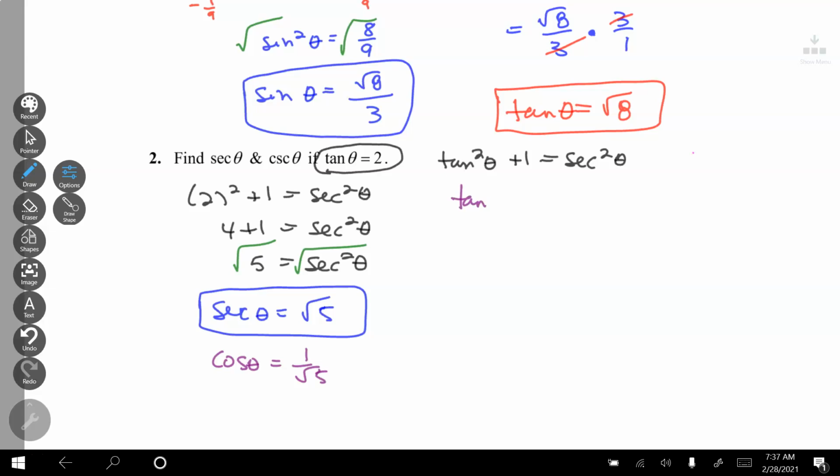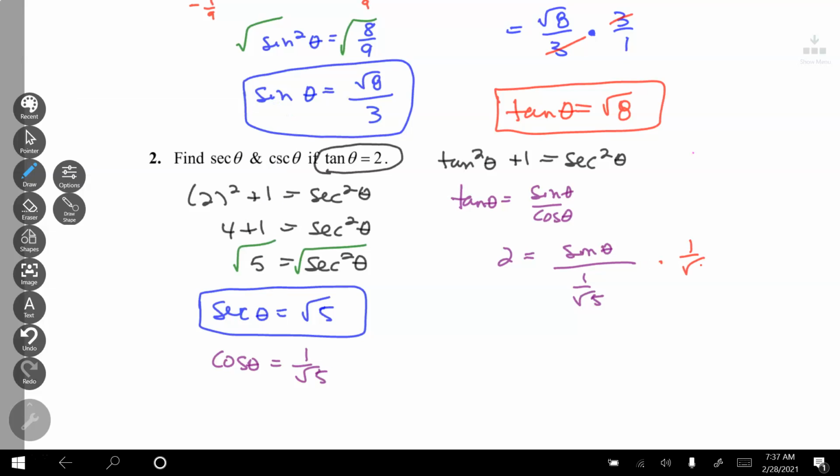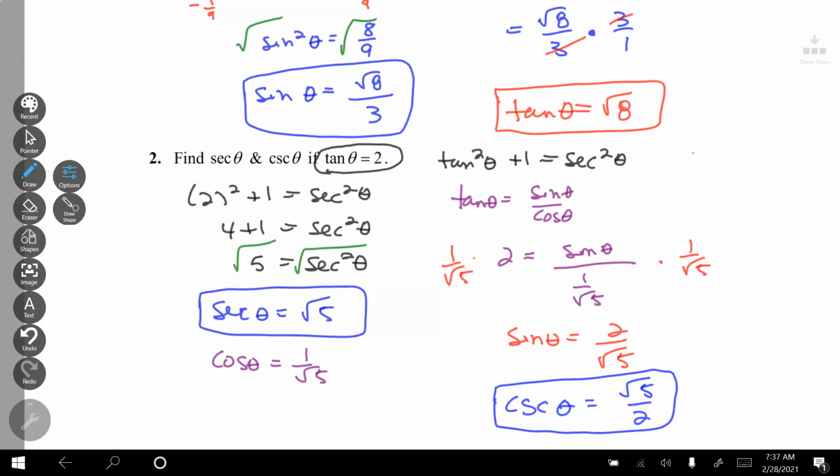So I know tangent of theta is sine of theta over cosine of theta. And based on what I know, I have 2 is equal to sine of theta over cosine is 1 over radical 5. I get rid of that by multiplying by 1 over radical 5 to both sides. And I get sine of theta is equal to 2 over radical 5. And therefore, cosecant of theta is radical 5 over 2, because I can just flip it by taking its reciprocal.